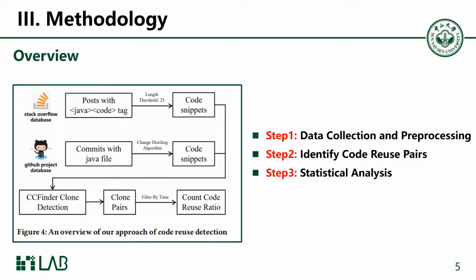In the third part, I would like to talk about the methodology of our research. Figure 4 is the overview of our approach of code reuse detection, which mainly includes 3 steps. Step 1 is data collection and preprocessing. Step 2 is identifying code reuse pairs. Step 3, statistical analysis.